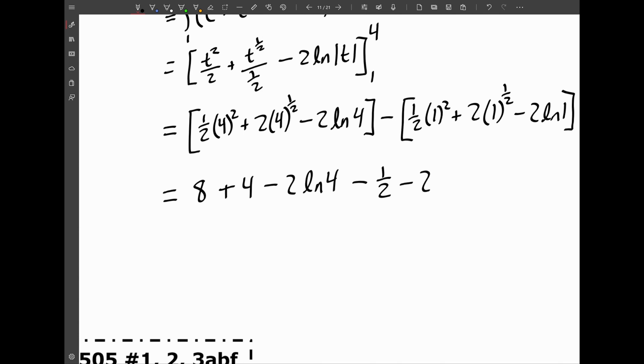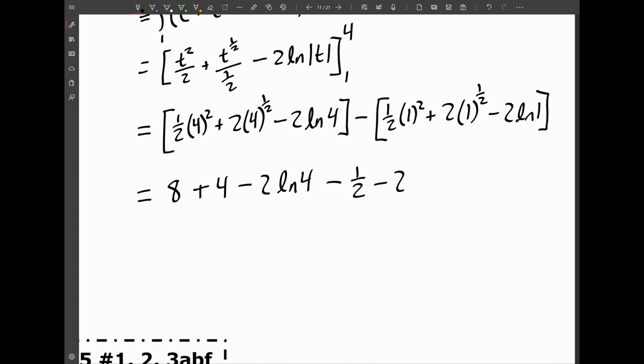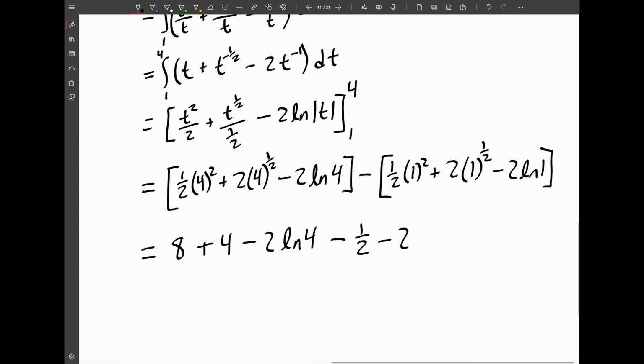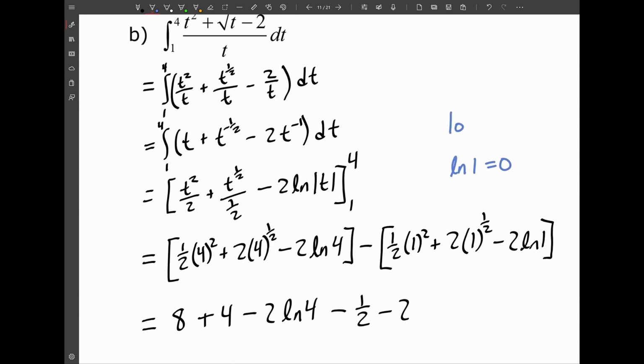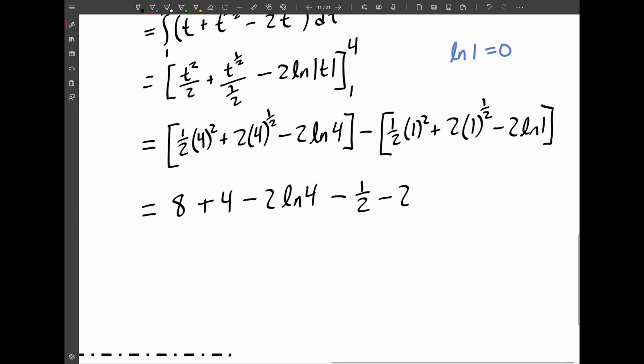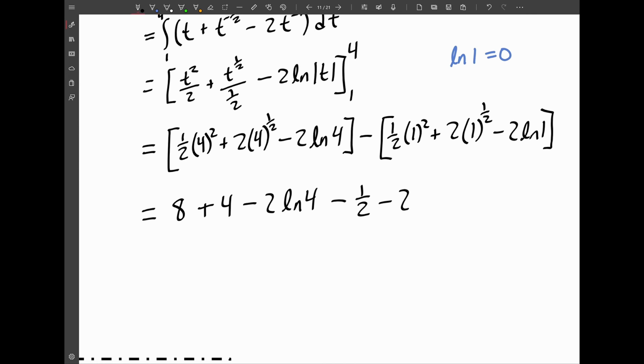And then 2 times natural log of 1. Well, natural log of 1, don't forget, is 0, right? That's because the log of 1 is always 0, no matter what the base is, because the only way to get 1 as your answer is if the exponent is 0. So because of that, this is just minus 2 times 0.